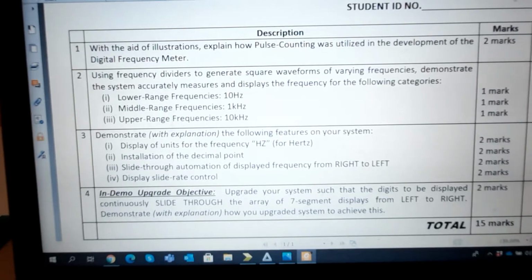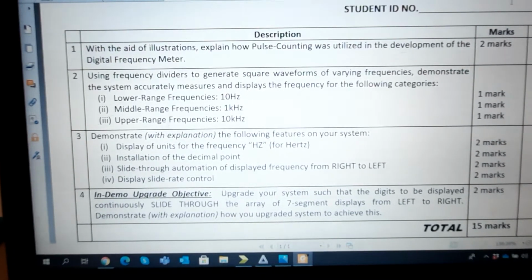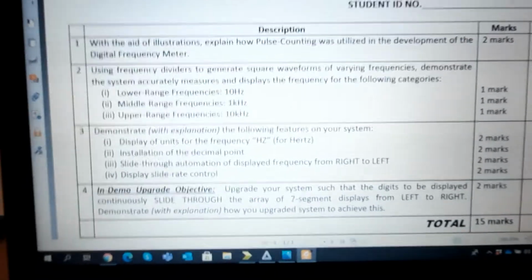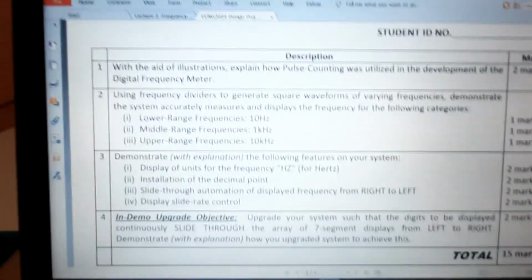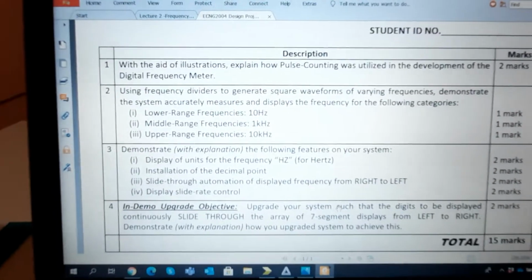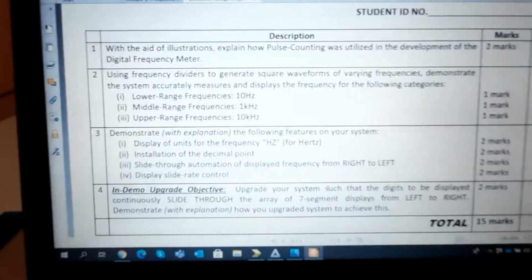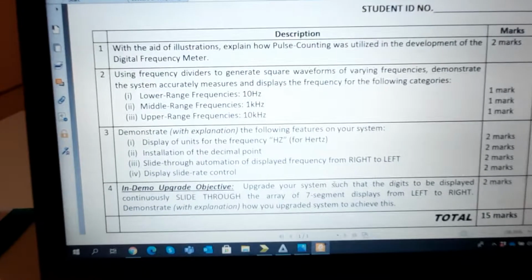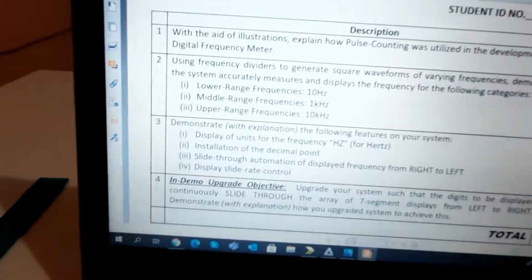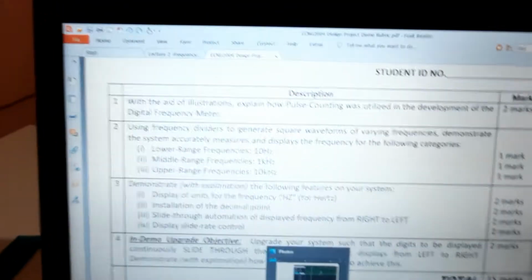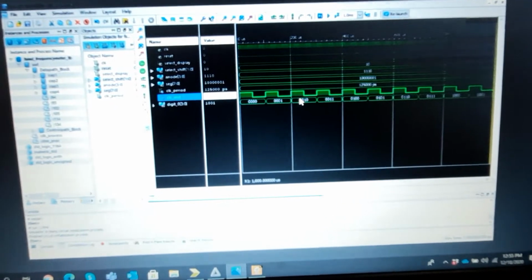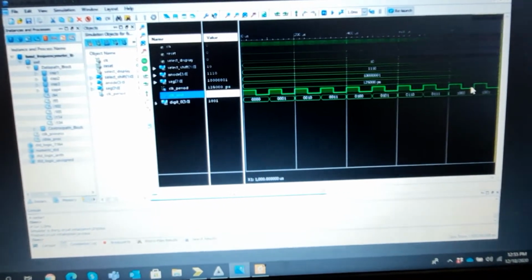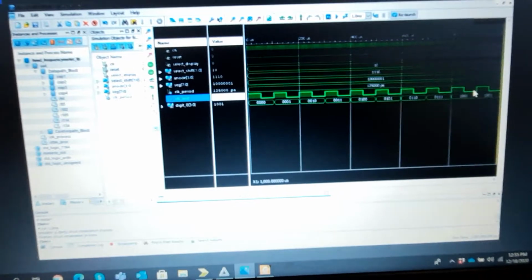In the development of the digital frequency meter, we utilize a method known as pulse counting. Pulse counting counts the number of rising edges in a square waveform over a set interval. When this interval ends, the counter is reset to 0 and the gate is closed. Here we can see at every rising edge, the counter increments until the time interval ends.